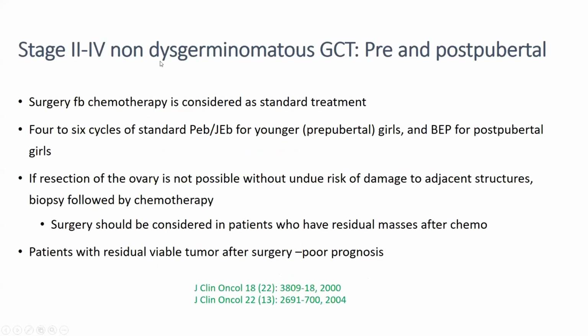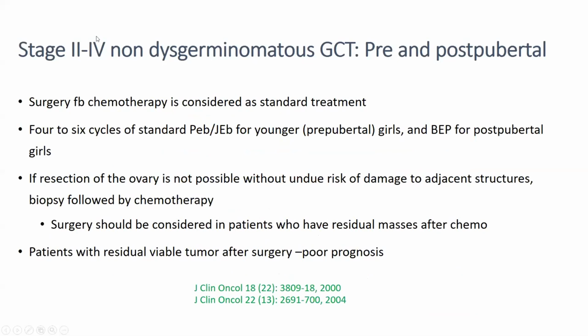For stage 2 to 4 non-dysgerminomatous patients, treatment will remain the same for pre and post-pubertal age groups. Surgery followed by chemotherapy. 4 to 6 cycles of chemotherapy are generally given. 6 cycles are given in stage 4 patients, otherwise 4 cycles.